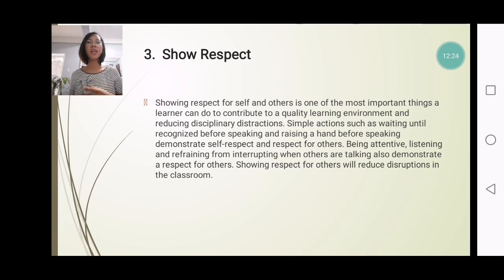Another would be that you have to be attentive, you listen, you refrain from interrupting when others are talking. Usually this kind of instance happens in the lower grades. But eventually, as we grow up, we become conscious that it is actually disrespectful if we interrupt someone or barge in the moment someone is enjoying his or her moment of speaking. And this is not showing respect at all.